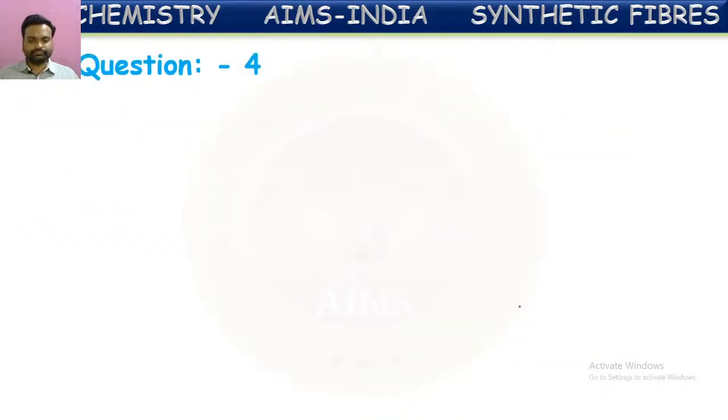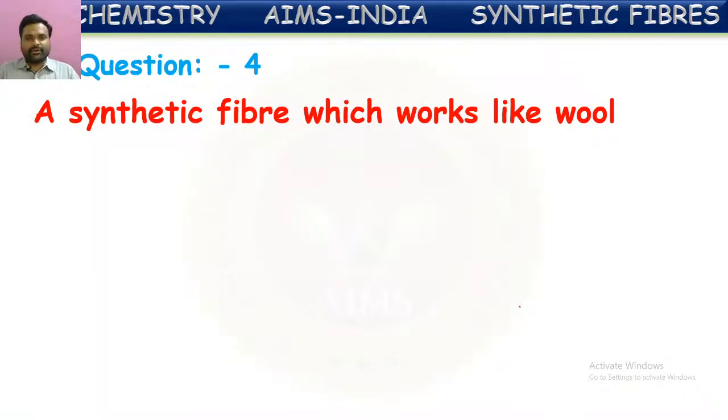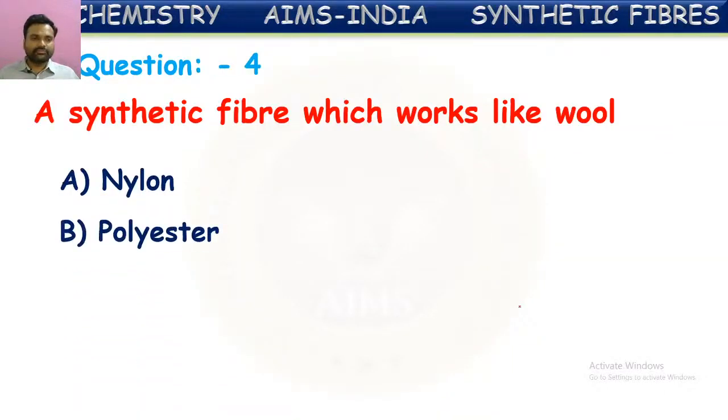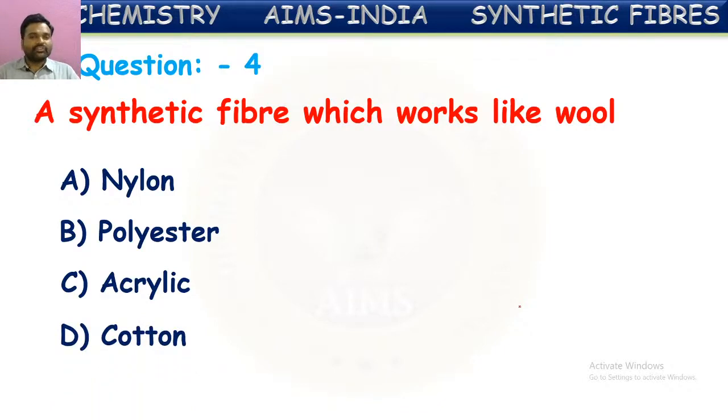Next, let us see a synthetic fiber which works like wool. Yes, we said artificial wool or fake fur. What is that? Let us see the options: nylon, polyester, acrylic, cotton. Among these, which is called the artificial wool or fake fur? What is it? Can anybody guess? Is it nylon, polyester, acrylic, or cotton?